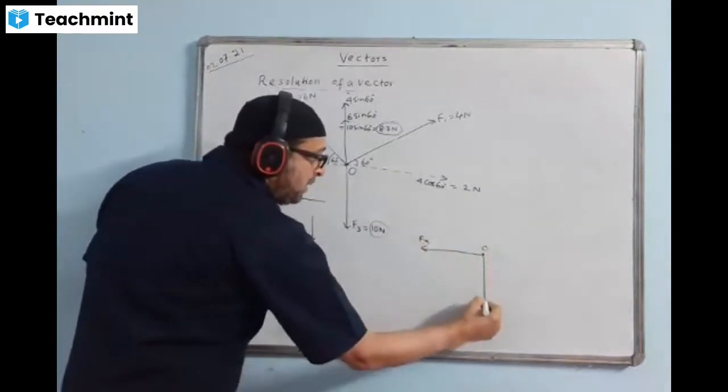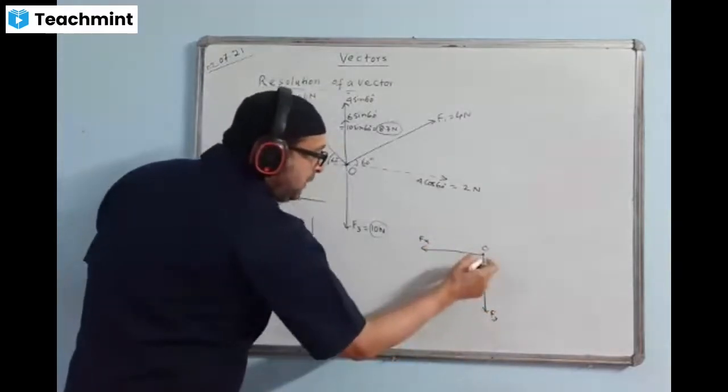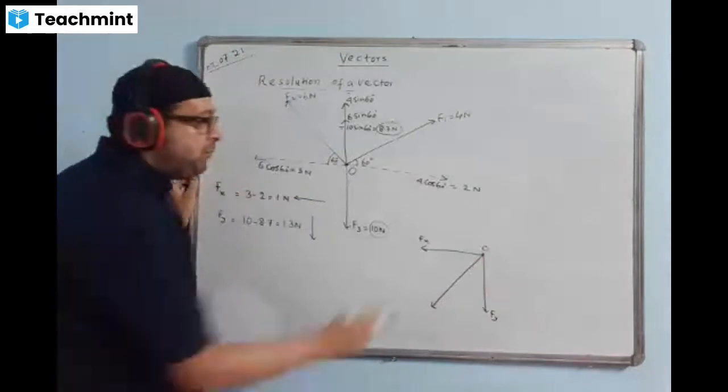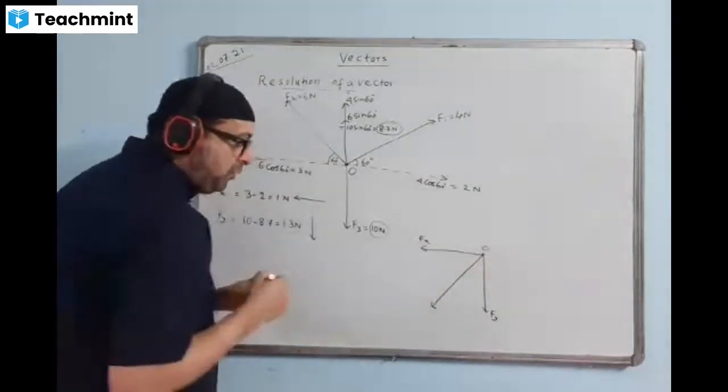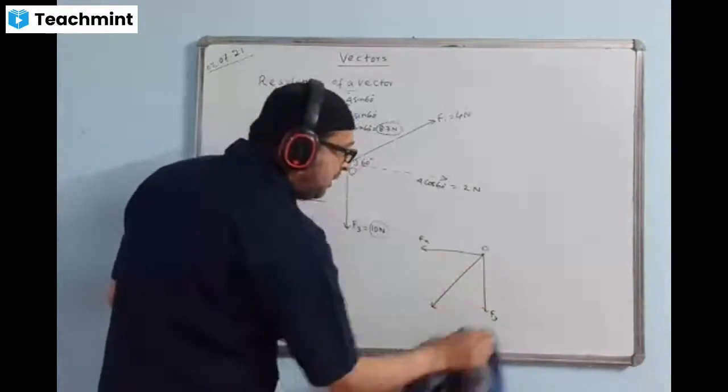Fy is downward here. I'll show it downward here. The resultant of these two will come in between, like this. Or from here only you can continue. If you want, you can continue from here only, or you can do it like this. Any one of the methods you can use.